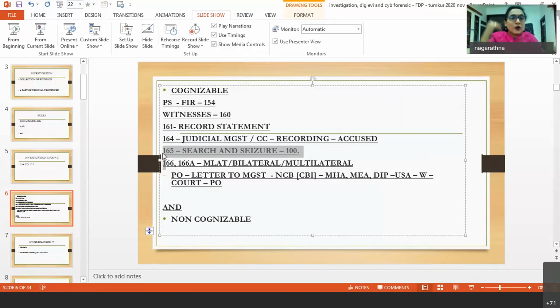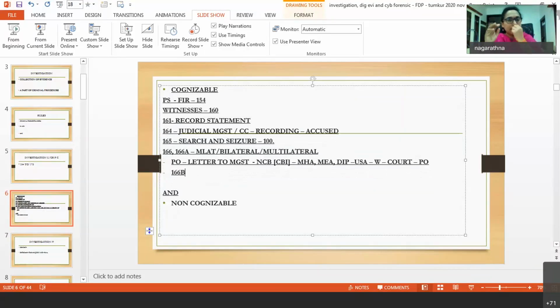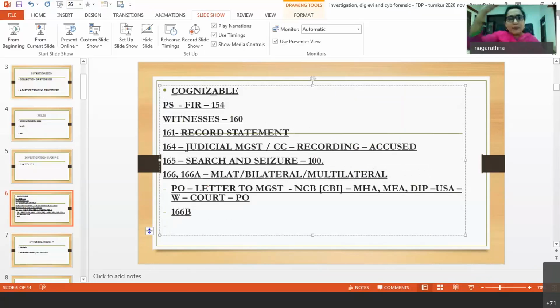So one is that it's not just about getting it from there. Many times we are refused and we don't get it. Like 166A, we also have another section, 166B. Now 166B is the vice versa of 166A: another country wants evidence from us, so they collect the evidence in the same manner. There are many reasons why another country will not share evidence with us. One reason is called the principle of double criminality. A crime should be a crime in both countries for them to cooperate with each other.